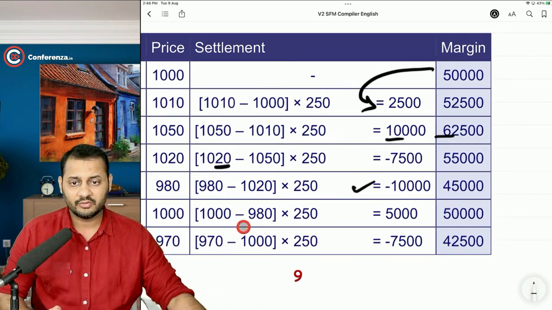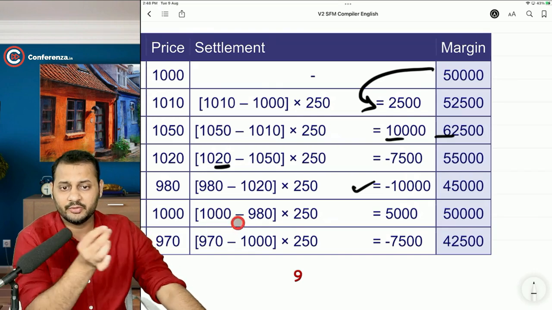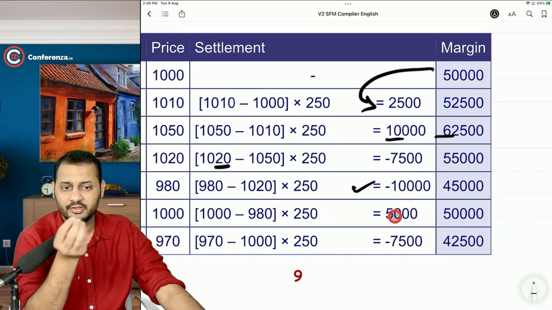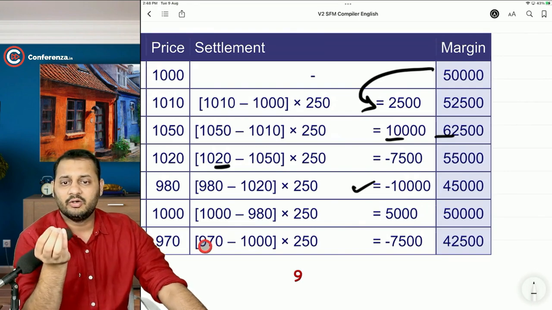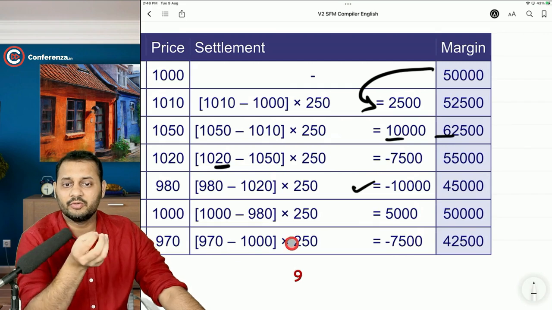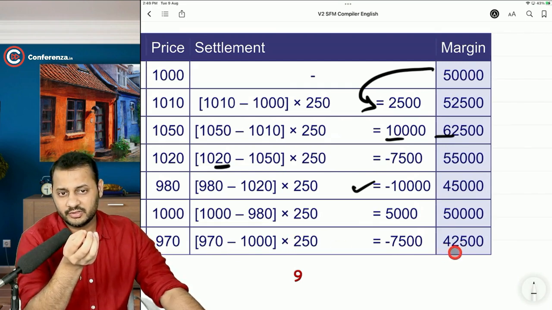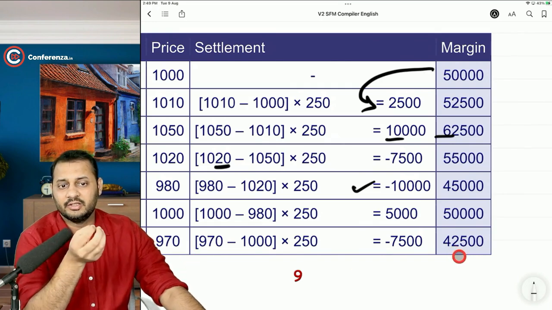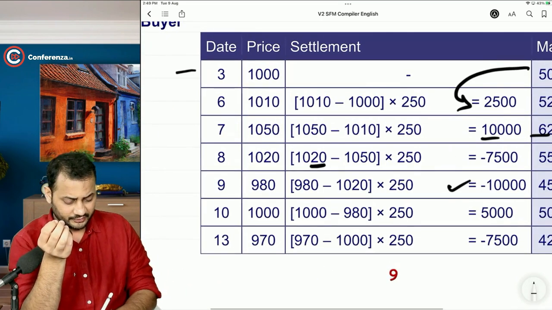Okay, on the very next day, the price is going up by 20 rupees. So 20 into 250, that means 5,000 rupees of profit will be added in the margin account. On the very next day, it is going down by 30 rupees. So 30 into 250, 7,500, and your balance will be reduced by 7,500. So at the end of the last day, the total will match with the beginning.